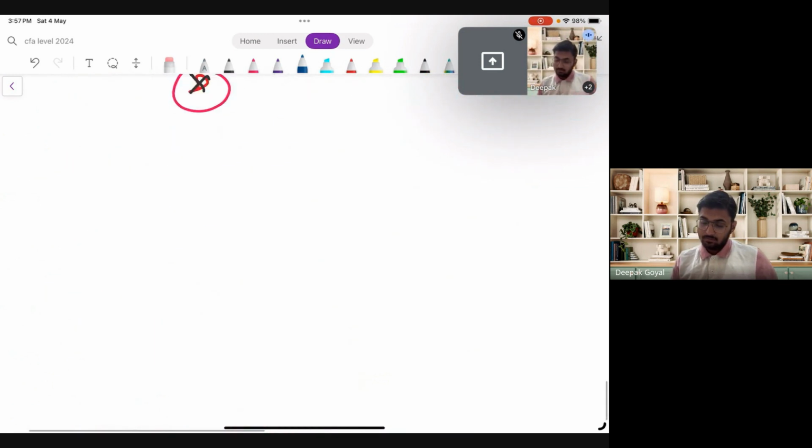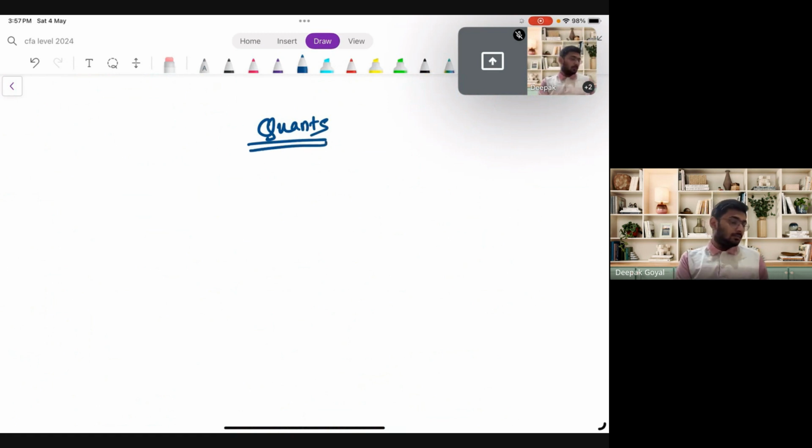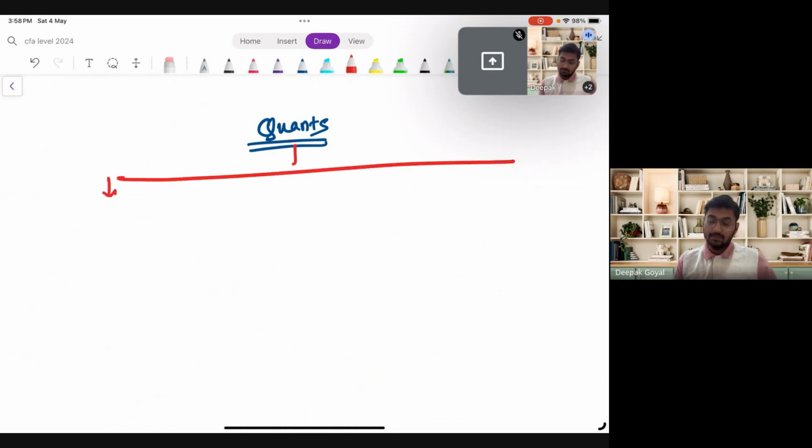Okay. Now the section of quants. Now this is something where many students feel difficulty. The segment of quants. Okay. But if you divide the quants properly, it will be easy. You start with sample moments. Clear? Over here, we will teach you all the concepts.